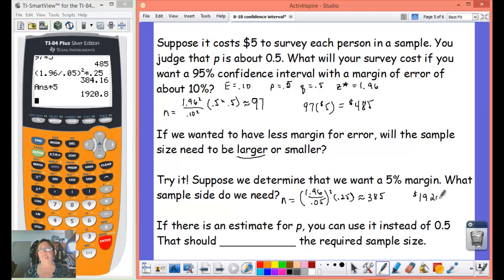Ladies and gentlemen, I would like to have the more sureness, okay? But my practical side says, will I accept a little less surety for a lot less money? Okay, you think about it. You're going to be the business person someday. If there is an estimate for P, you can use it instead of the 0.5, and that should, folks, decrease the sample size.